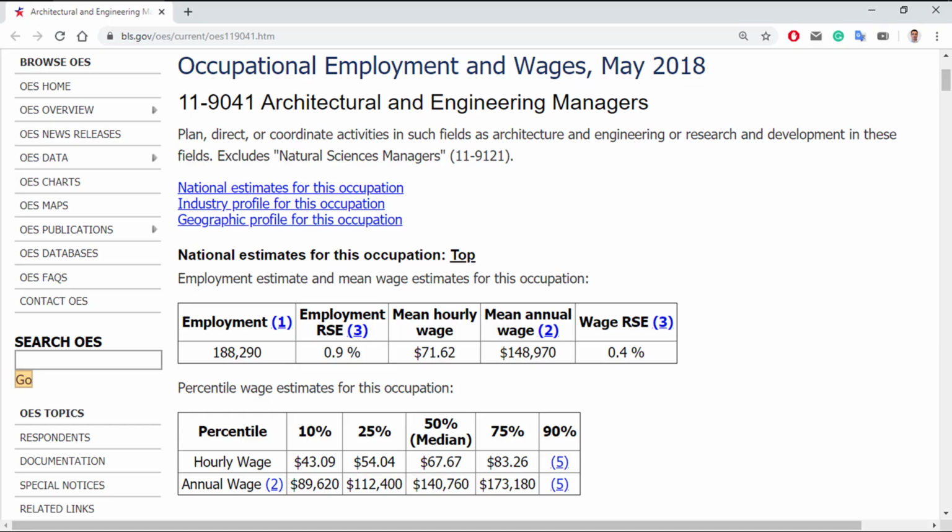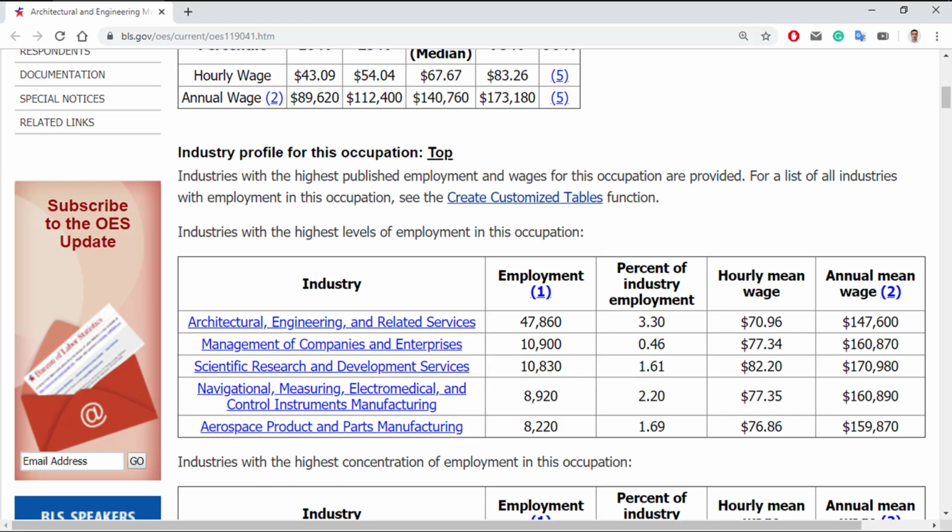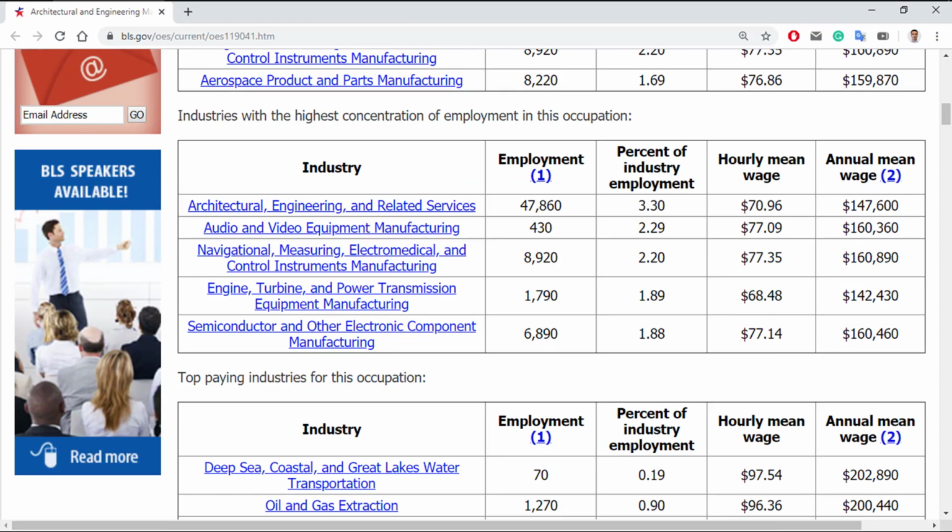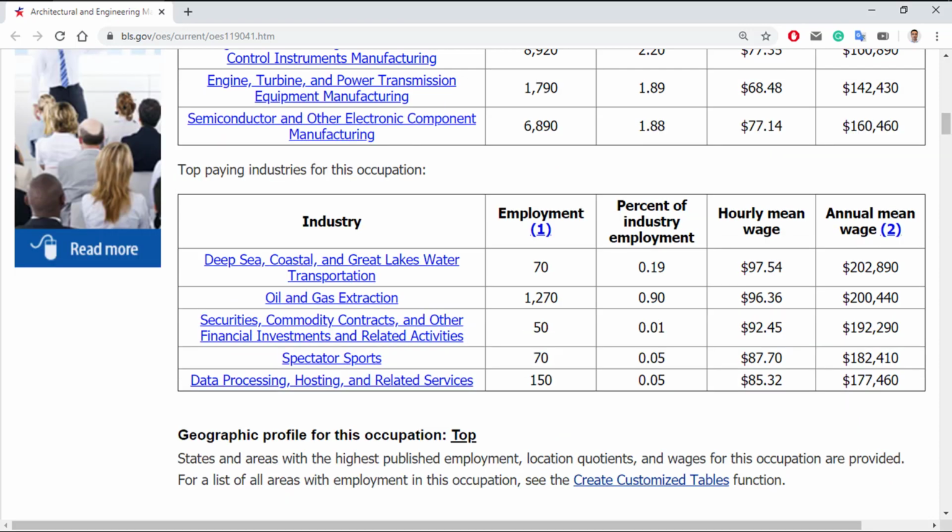Statistics show that there are a total of 188,000 architectural and engineering managers. The mean annual salary is about $149,000. The jobs are spread out in different industries. You can see the industries with the highest levels of employment in this occupation, industries with the highest concentration of employment in this occupation, and top paying industries for this occupation.